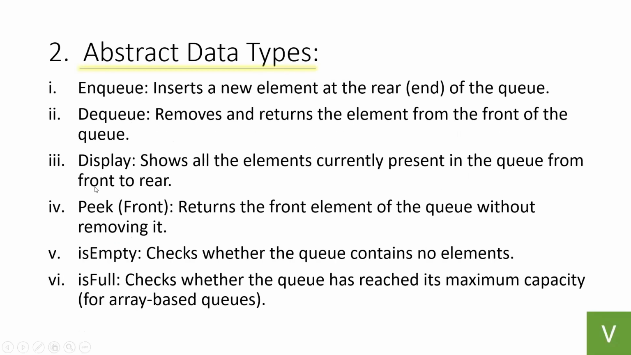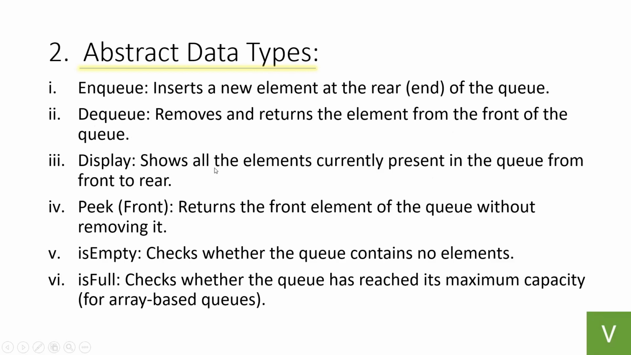Now let us look at the abstract data types that are involved in circular queues. First one is Enqueue. It inserts a new element at the end of the queue, which is the rear. Dequeue removes and returns the element from the front of the queue. Whenever we perform the dequeue function, the front element gets removed and the front variable gets incremented to the next one.